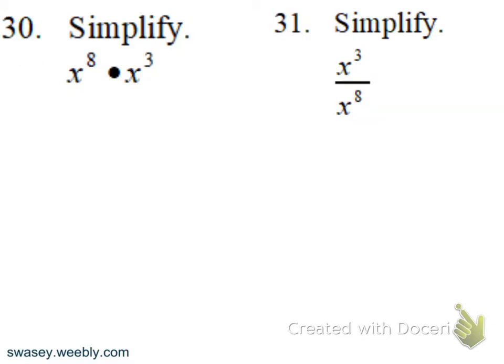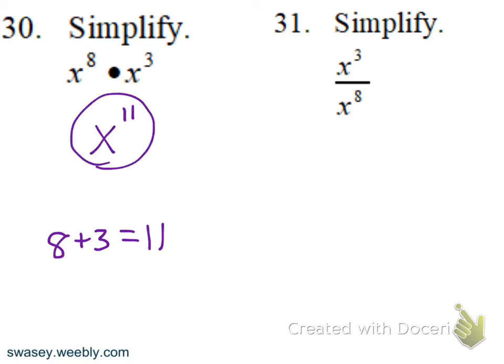Next, we want to simplify. When you multiply the same base, you add exponents. So we're adding 8 plus 3, and that gives us 11. So we'd say x to the 11th. Dividing with the same base, subtract exponents. 8's bigger, so 8 minus 3 is 5. X to the 5th will go on the bottom. You need a placeholder of 1 on the top.